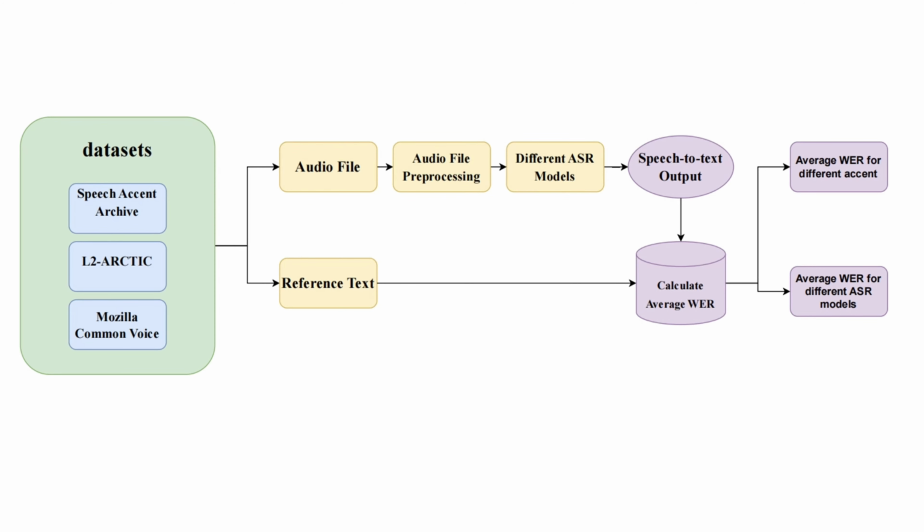Now, let me tell you about our method. The workflow outlines the evaluation process to compare word error rate (WER) for different ASR models. It starts with various speech datasets, where audio files are pre-processed and transcribed using multiple ASR models such as Google Web Speech, Deepgram, and others. The generated text is then compared with the reference text to calculate the WER. The analysis focuses on comparing WER across different models and accents to gain insight into the accuracy of ASR systems.